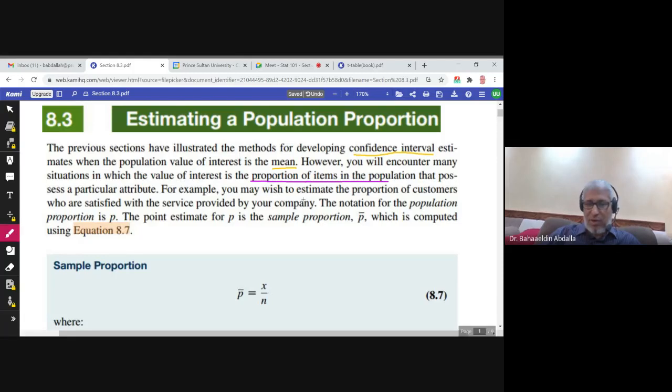So, for example, you may wish to estimate the proportion of customers who are satisfied with the service provided by your company. So you need the proportion, not the mean. So the population proportion is denoted by P, as we know. And the point estimate for P, which is the population proportion, is the sample proportion, which is P bar.